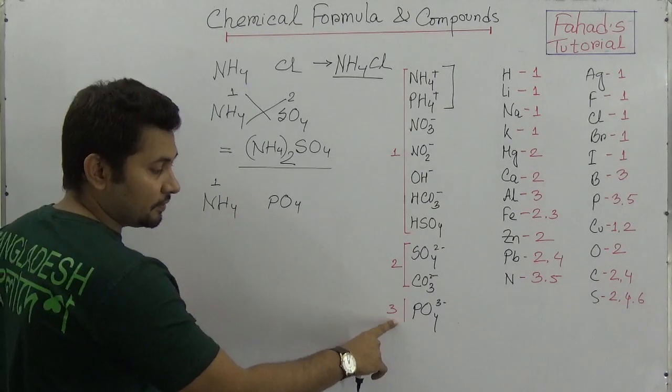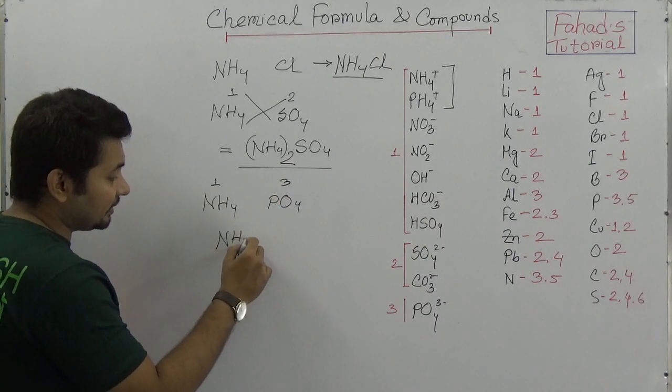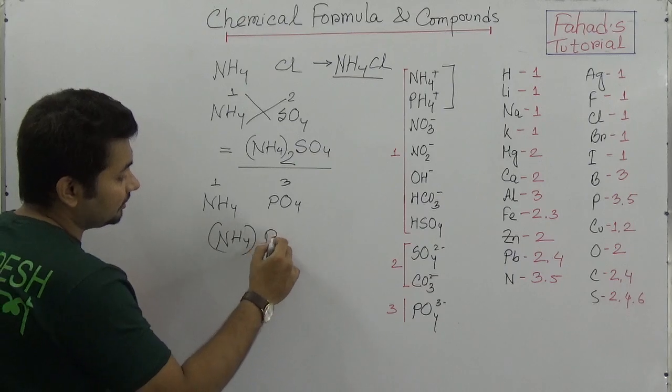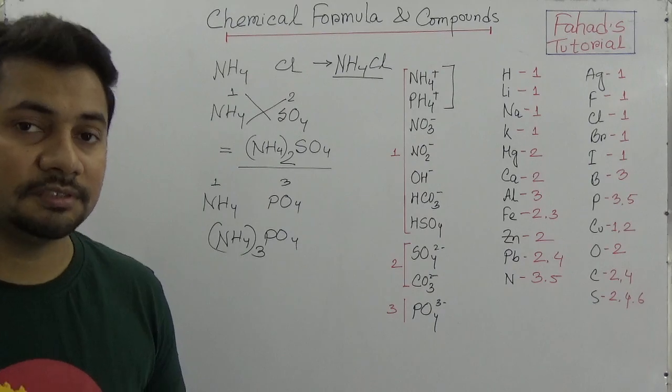Or even if ammonium is adding with phosphate, now you see that the valence of ammonium is 1 and phosphate is 3. So now what will happen? It will be (NH4)3PO4, and the name is ammonium phosphate.